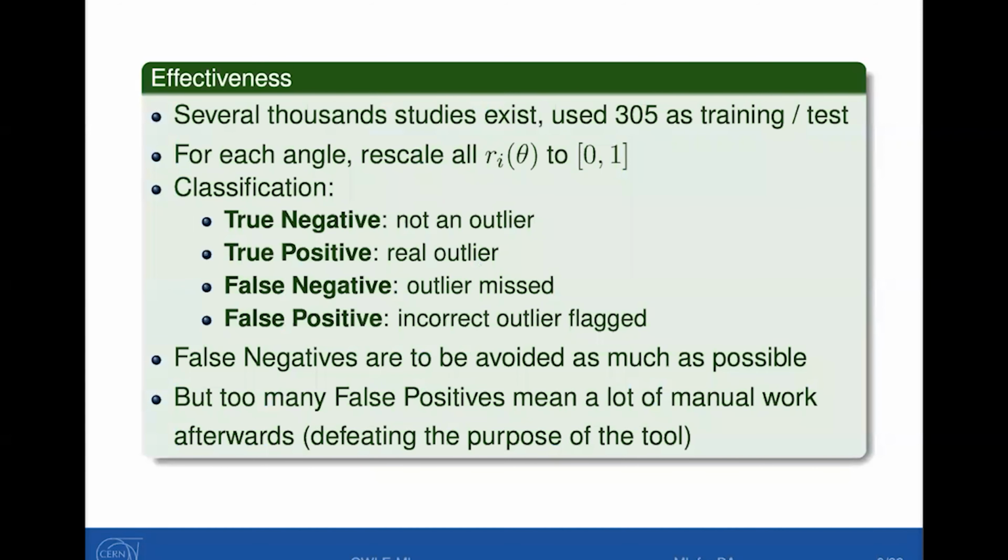To check the effectiveness of the algorithm, we need to classify them, which is very typical, of course, in true negative, true positive, false negative, false positives. What is important, of course, is to avoid as much as possible the false negatives, because that means the algorithm missed an outlier. And even with human intervention afterwards, we will not catch them again, because otherwise you're redoing the work of the algorithm, of course. But on the other hand, if we get too many false positives, then also we're defeating a bit the purpose of the tool, because then we have a lot of manual work afterwards, which was exactly what we wanted to avoid. So we want to balance a bit these two.